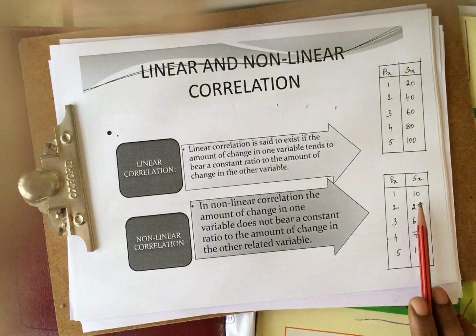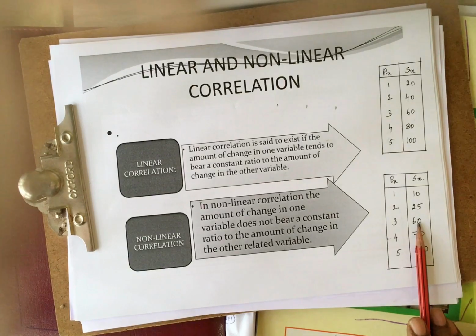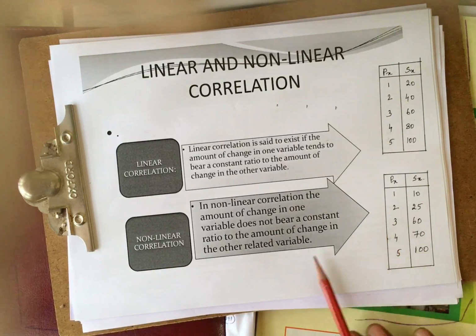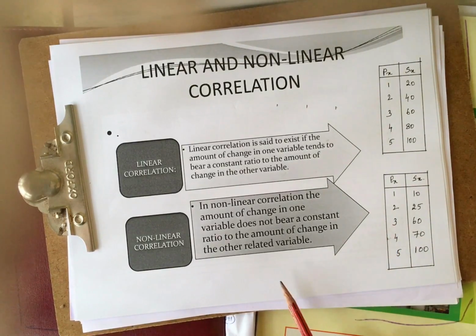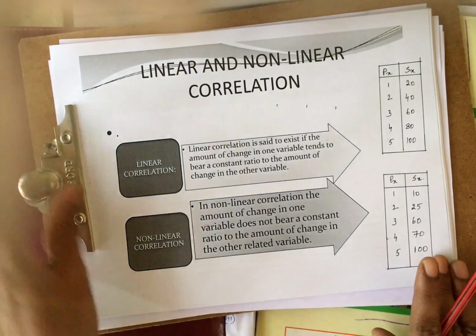Starting here, the difference is 15, then the difference is more than 25, 35, then the difference is just 10, then the difference is again 30. It means there are ups and downs also. So that's why it is not a straight line. You will not get a straight line; here a curve will come. That's why it is not linear, it is non-linear. That is called curvilinear, also known as curvilinear.